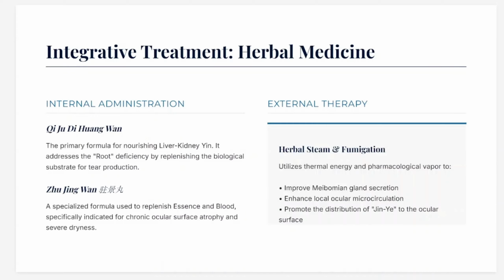Externally, herbal steam therapy or warm compresses may improve meibomian gland function, enhance local circulation, and promote tear film stability. This integrative approach allows both systemic and local mechanisms to work together.